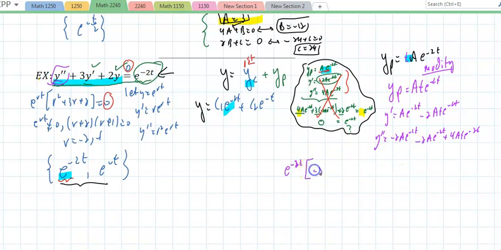That's going to be negative 2a minus 2a plus 4at, plus 3 times this, plus 3a minus 6at, plus 2 times this, plus 2at, and that should equal e to the negative 2t. It should equal that still.